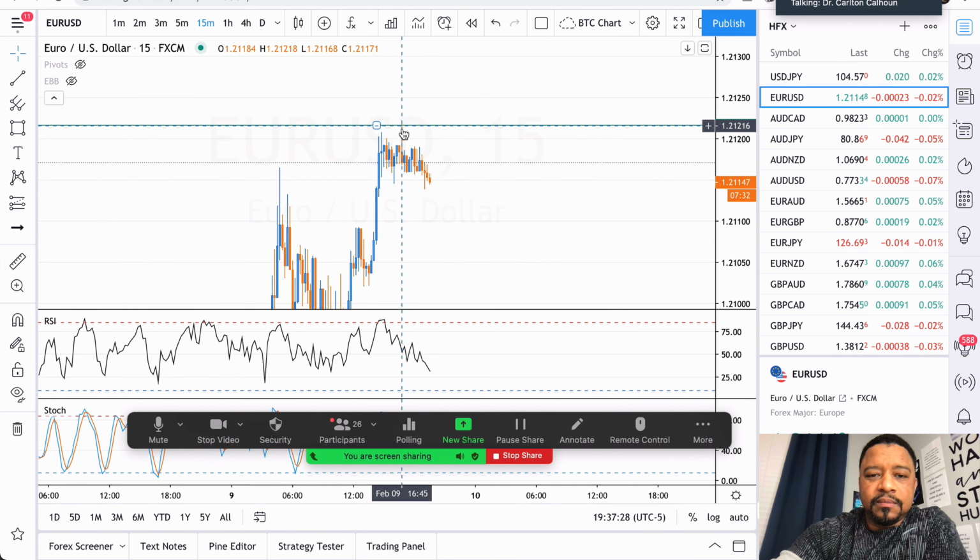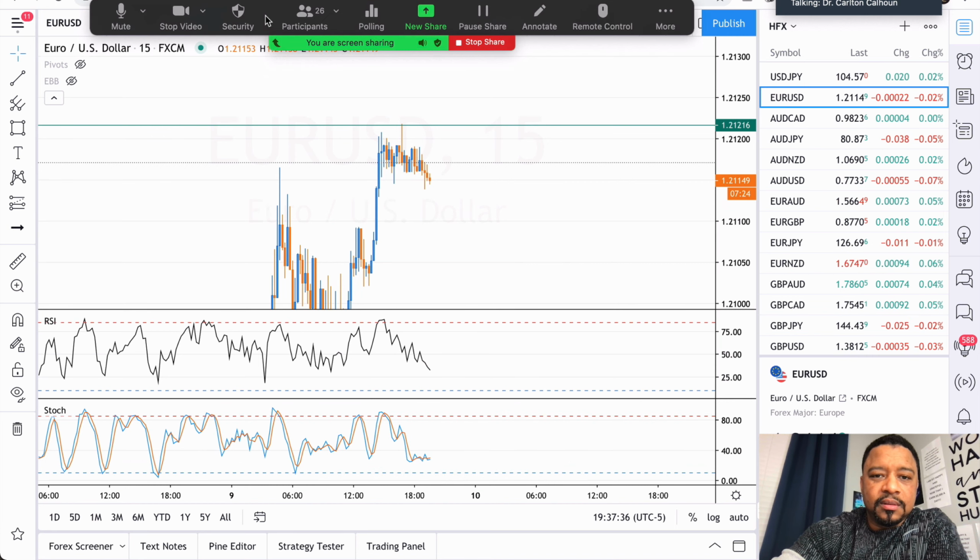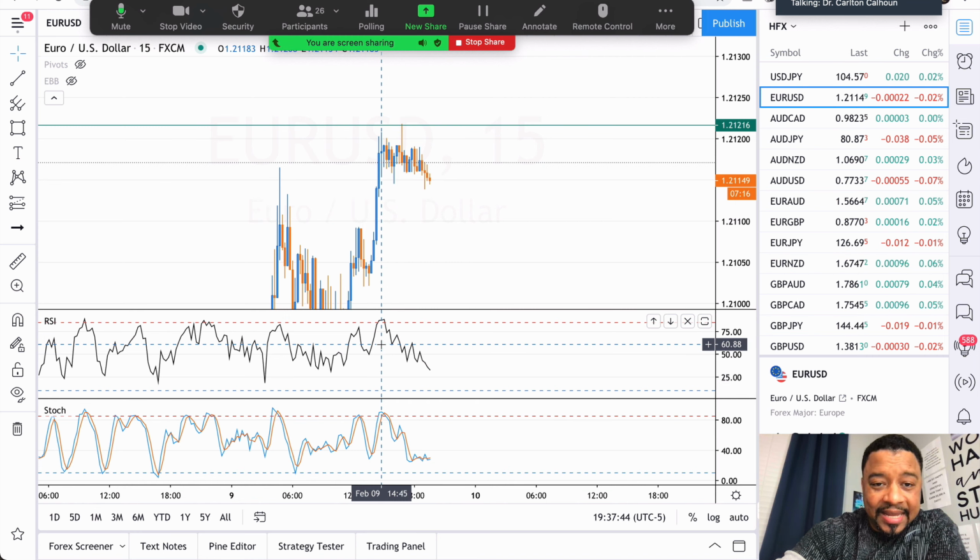That wick, that would have gotten me in right there. Plus the conditions look like they were met back here, which is, see that if I'd have taken that, that's potentially one I would have lost, which is all good.